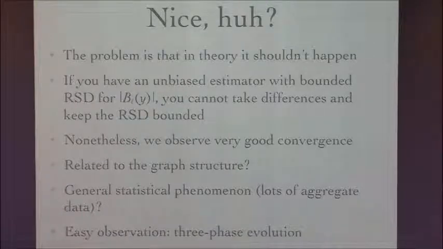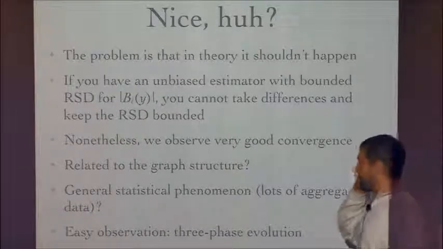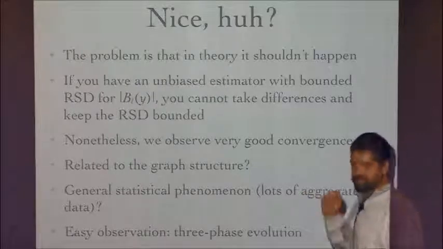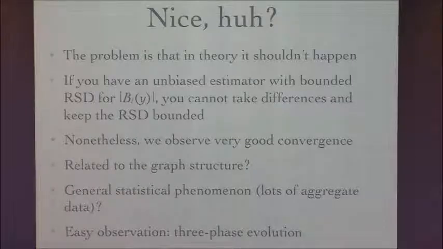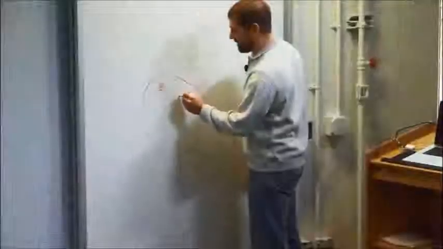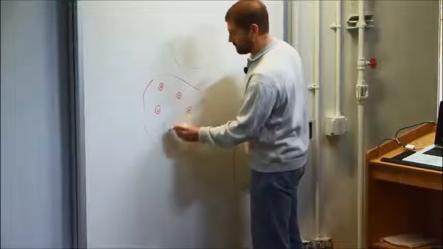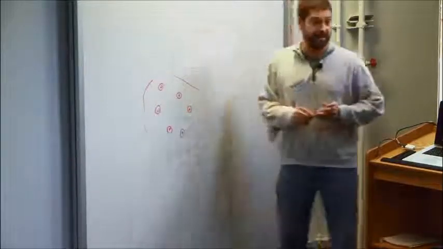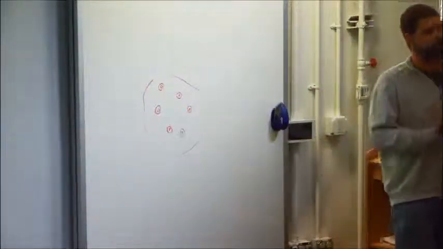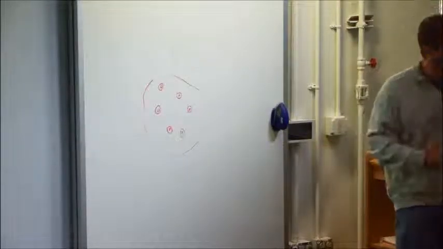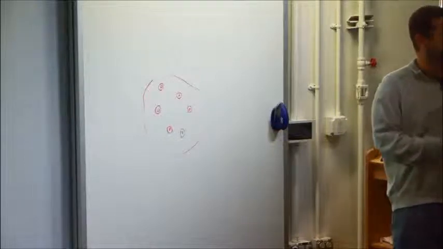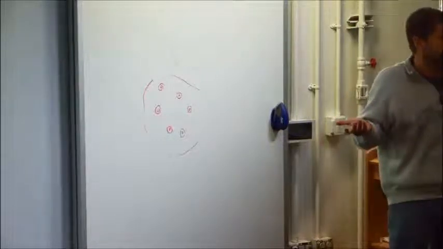Okay, there is an easy observation you can make based on the graph structure. There is a three-phase evolution of the computation. At the start, you have the graph, and the balls are very small, radius 1 or 2. These balls are basically independent estimators because there is no intersection. So from the point of view of the estimator, you're just reducing, not increasing, the RSD, because you have 1 billion completely independent estimators.